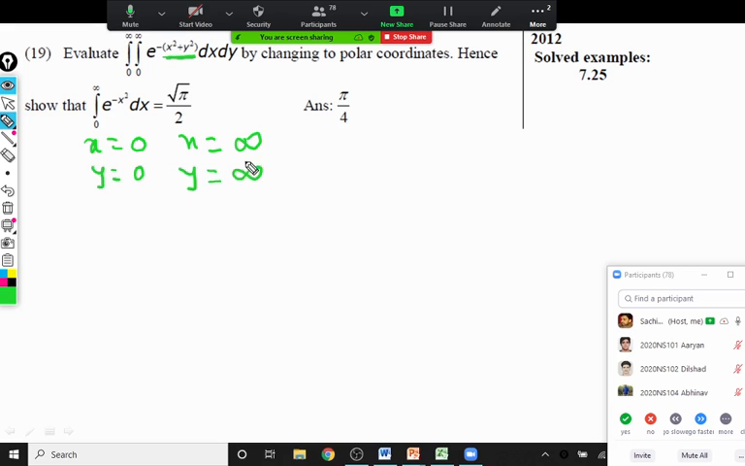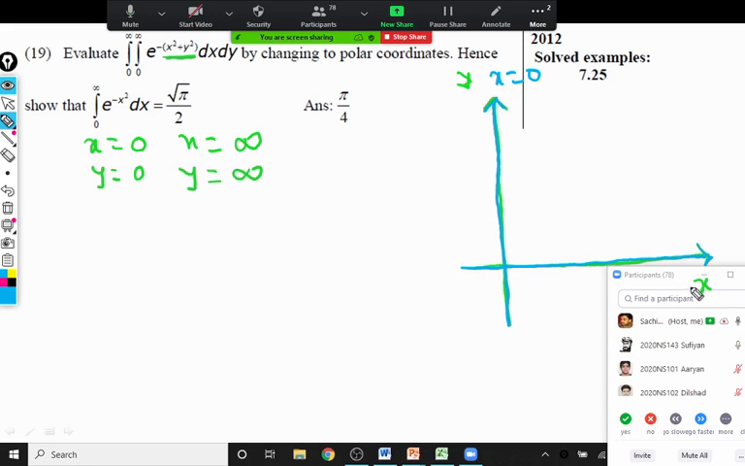So tell me what x equal to 0 represents. Y-axis. Correct. So first, x equal to 0 is the y-axis here. Then y equal to 0 is the x-axis. Then x is infinity and y is infinity, that means a very large number.